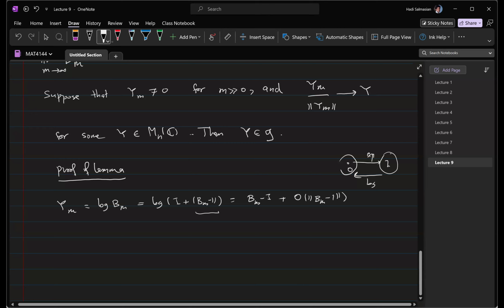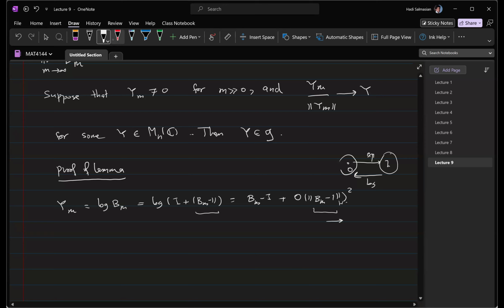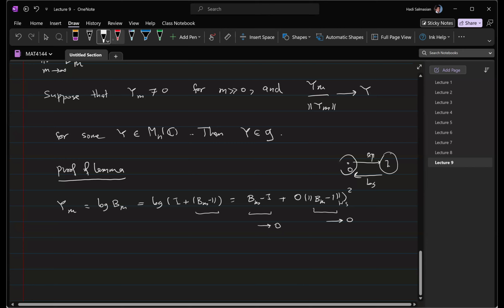When we talked about the convergence of the log series, we also learned that this goes to 0. This is all in the Hilbert-Schmidt norm. So this goes to 0, and this also goes to 0. So this means that ym converges to 0.